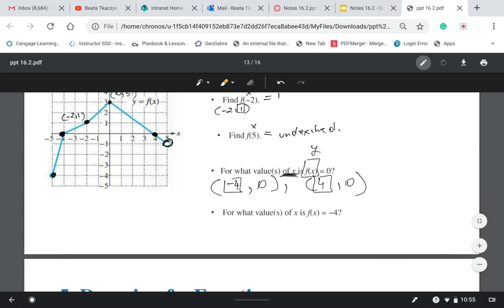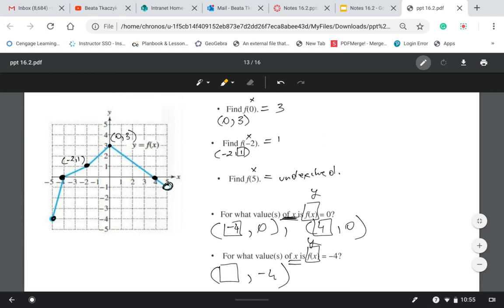And the last one, for what values of x is f of x, which means y, equal to -4? So I'm looking for the x coordinate of the point whose y value is equal to -4. So on the y-axis, find -4 and look for the point which has y coordinate equal to -4. So that's the point (-5, -4). Since we have a closed circle, that means this point is on the graph. So the solution will be x equals -5. Okay.